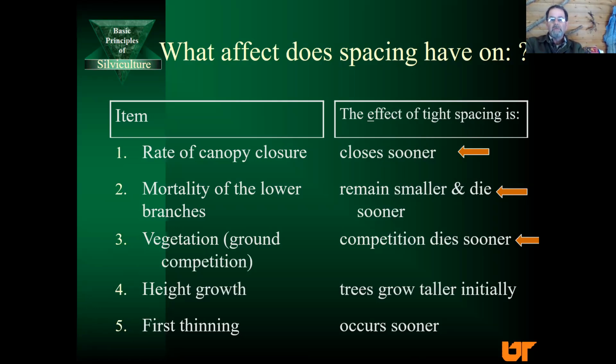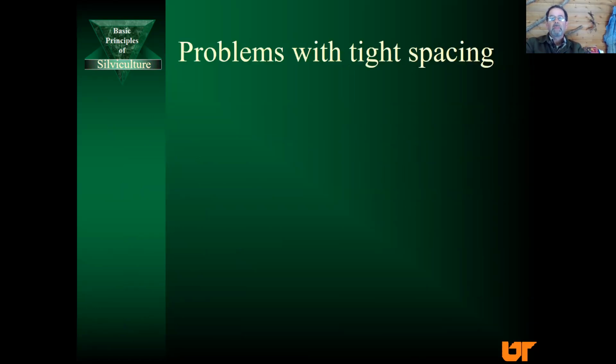Now, regarding height growth, trees generally, of course, grow taller initially if you have tight spacing because they're pushing themselves up. They're reaching for that sunlight, and so they grow tall, which is what you want early on in your trees before you thin them, which we'll cover in our next session on silviculture, on intermediate operations. And then, of course, your first thinning is going to have to occur sooner if you have a tight spacing. But there are some problems with tight spacing.